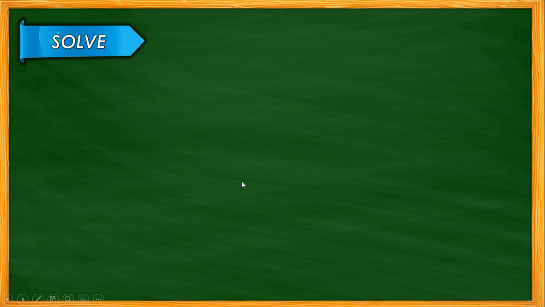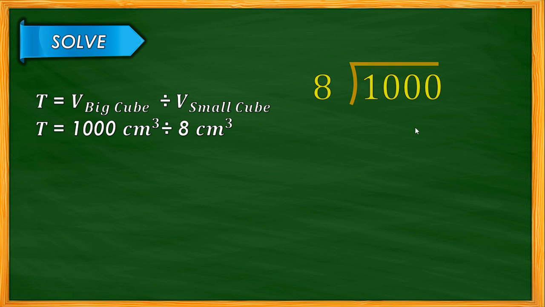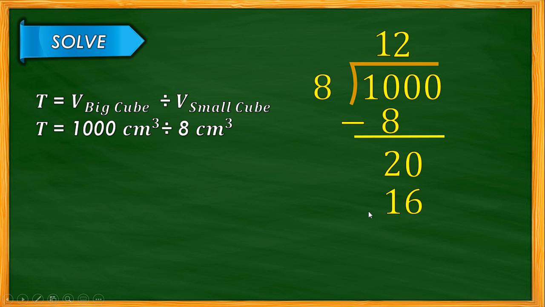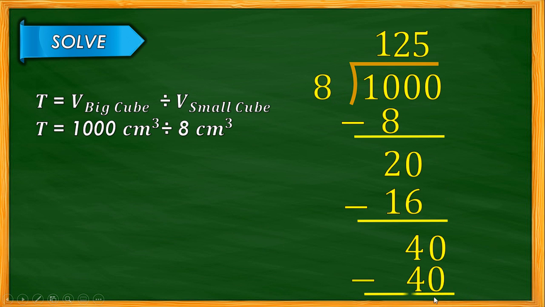So let's divide this one. 1000 divided by 8. 10 divided by 8 is 1. 1 times 8 is 8. Subtract. 10 minus 8 is 2. Bring down 0. 20 divided by 8 is 2. 2 times 8 is 16. Subtract. The answer is 4. Bring down 0. 40 divided by 8 is 5, and 5 times 8 is 40. Subtract, 0.